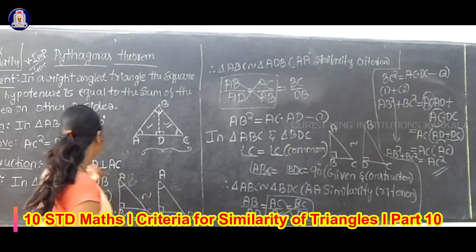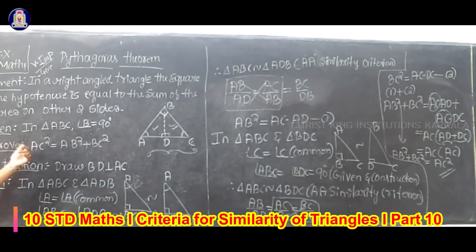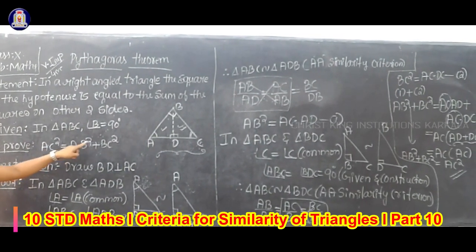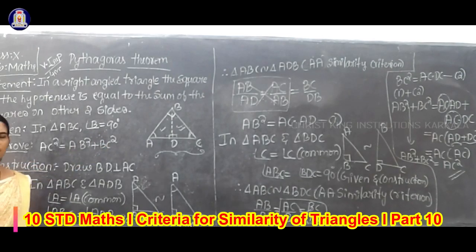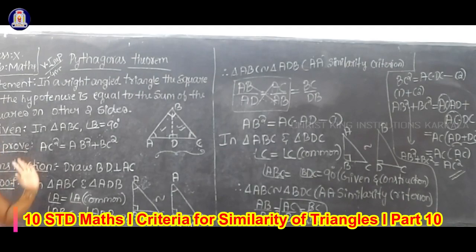This is what we have to prove, isn't it? Just look at your to prove. What we are going to prove? To prove AC square equal to AB square plus BC square, right? So this is the proof. It's very important. Okay, so once I will repeat this.